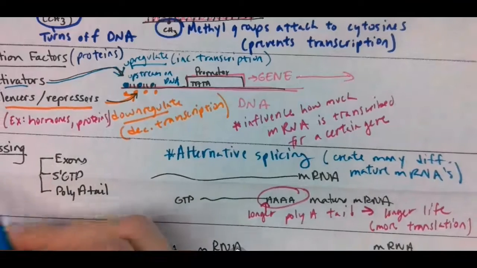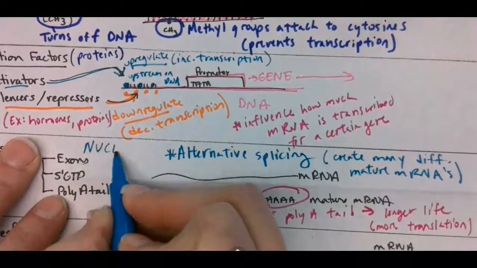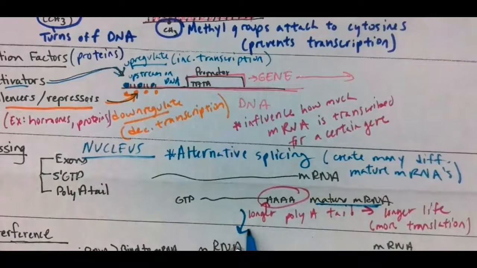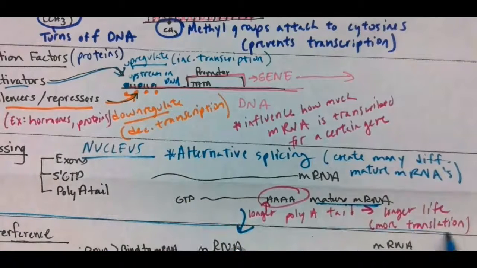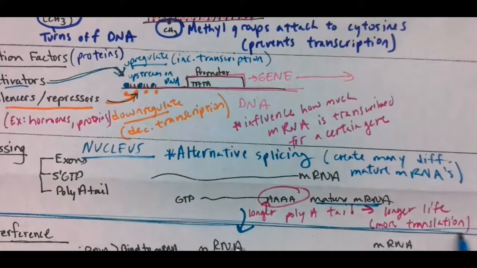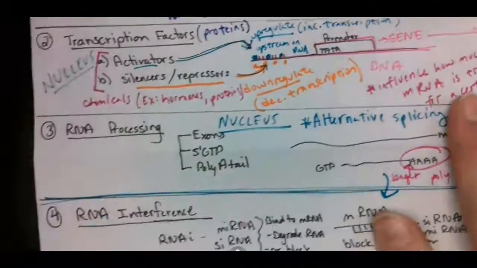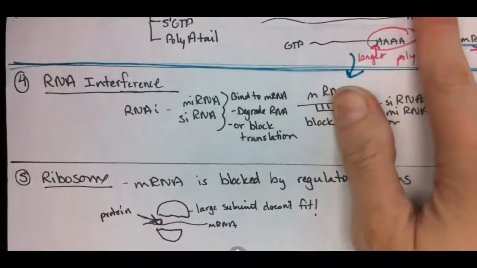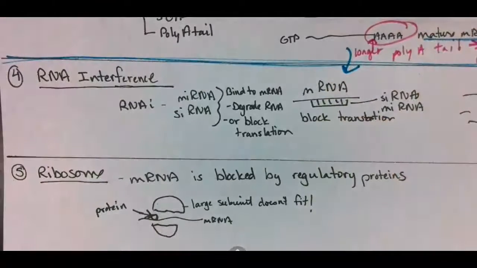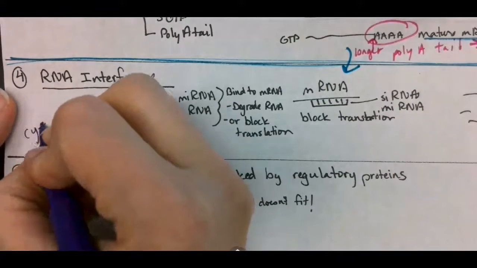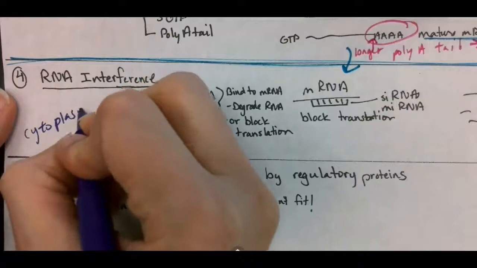So RNA processing is really the last thing that occurs in the nucleus, because after RNA processing, this mature mRNA will leave the nucleus. So we can put a line here. 1, 2, and 3 are things that occur in the nucleus. Okay? Now, what about if you've made your mRNA, but you no longer want to make that protein? This is something that can occur in the cytoplasm, or outside the nucleus.